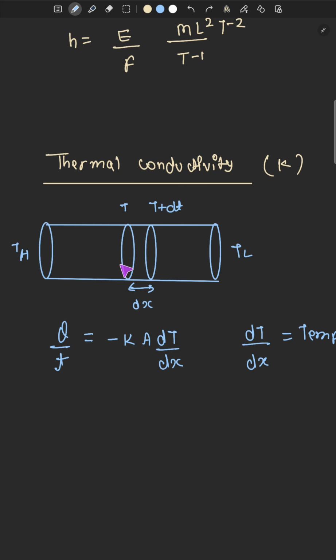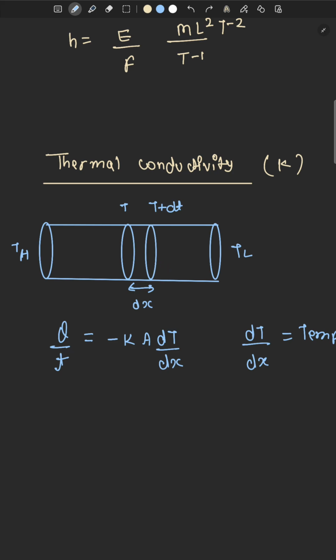Now the temperature at this surface is T. So if we move a little distance dx, the temperature is T plus dT, or whatever, you can consider T minus dT, because the temperature, if we go from left to right, will decrease. So it doesn't really matter. Now the rate of heat flow, how fast the heat will flow, because the heat flows from higher temperature to lower temperature, will depend upon the area, because the more the area, the more will be the heat flow.